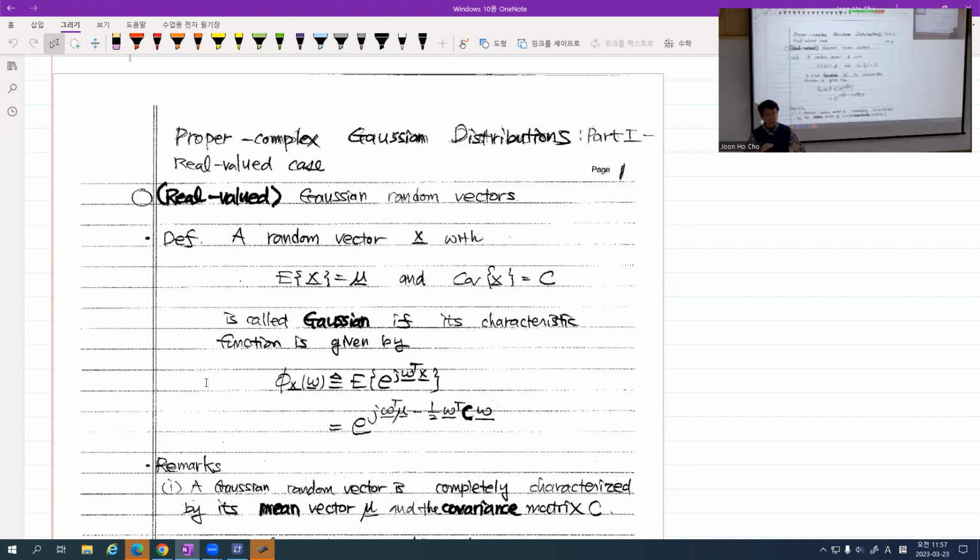Now, you remember from signals and systems, a Gaussian function in the frequency domain is also a Gaussian function. And this Gaussian function means e to the negative something squared. And here you have e to the negative something squared. So in the one-dimensional case, you have omega squared, right? So this is the characteristic function.